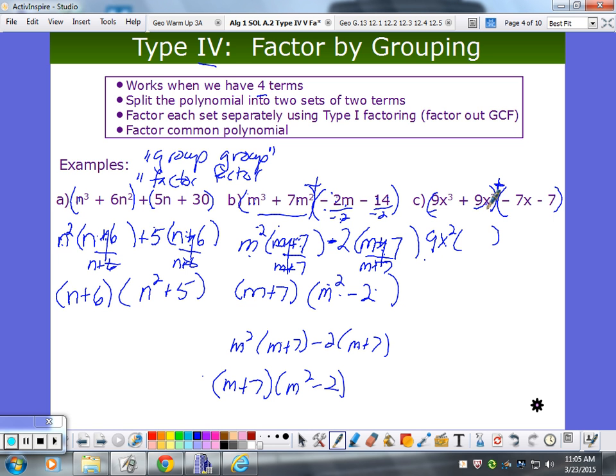No, because this doesn't have three of them. This only has two factors. It's never going to be bigger than that small one, right? So then what's left here now? x. 9x squared times what? 1.